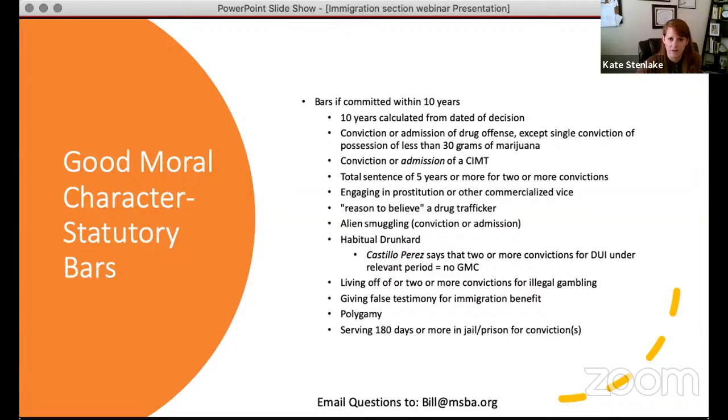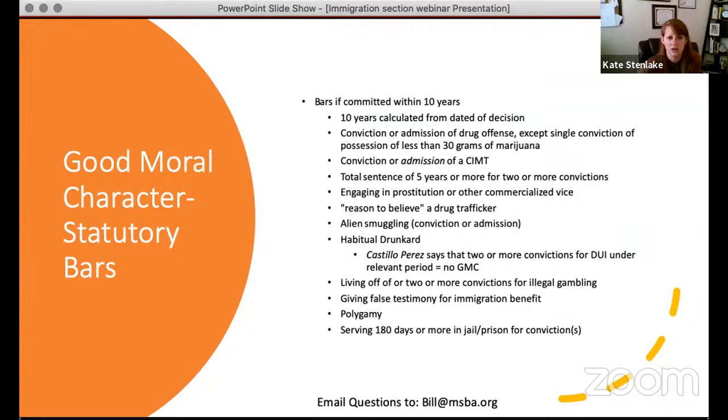Some basic bars are a conviction or admission of a drug offense. Now, admission is also a term of art. You'd have to do your research about what could potentially qualify as an admission. And it's still pretty difficult. If there is no conviction, it's difficult for DHS to prove that there was an admission to actually bar a client from eligibility, but it's still something to keep in mind. There is an exception for drug offenses if the possession is less than 30 grams of marijuana. How you prove it was 30 grams of marijuana is another thing you have to keep in mind, but it's a good exception.